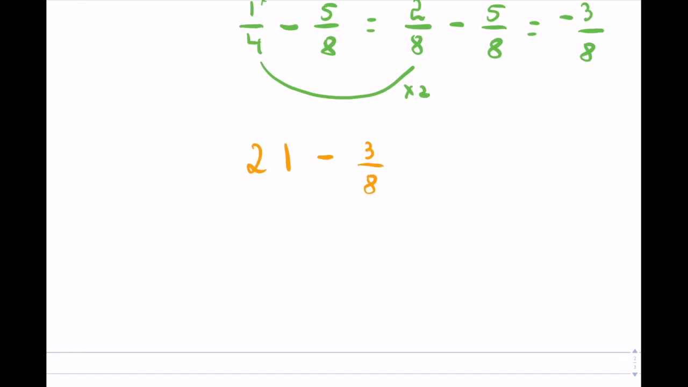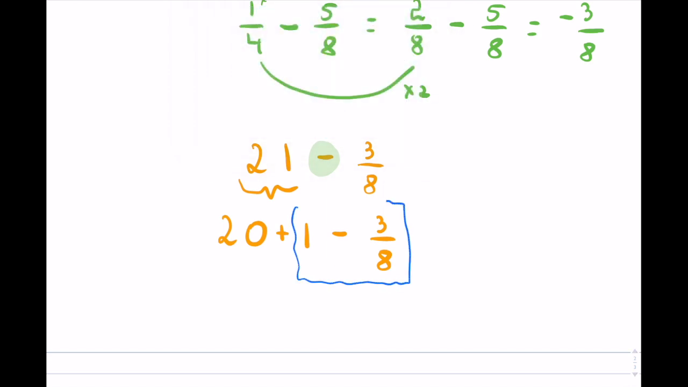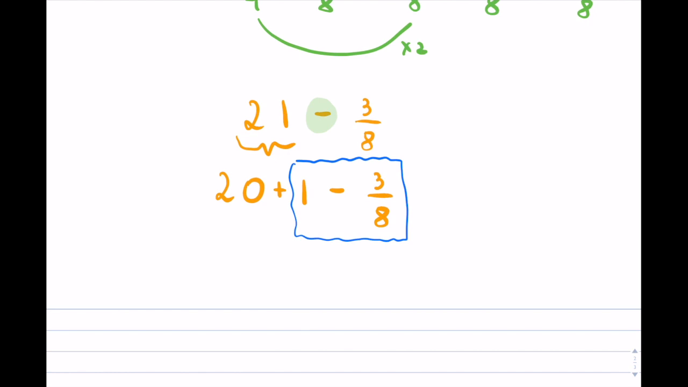So in order to complete this, because I have this subtraction here, what I have to do is break the 21 into 20 plus 1. And now what I can do is this: 1 minus 3 over 8. Well, the common denominator is 8. The number 1 is 8 over 8, minus 3 over 8, which equals 5 over 8.